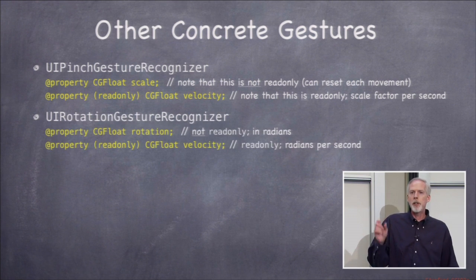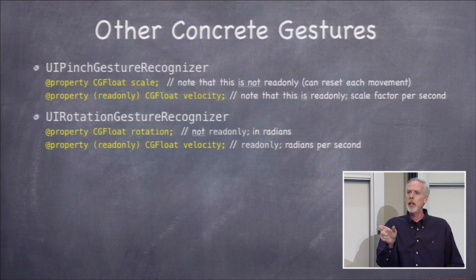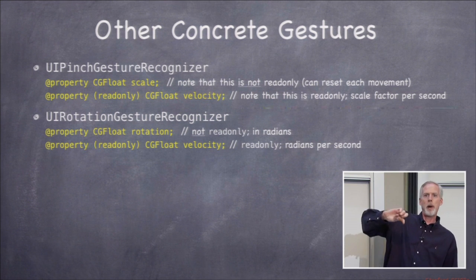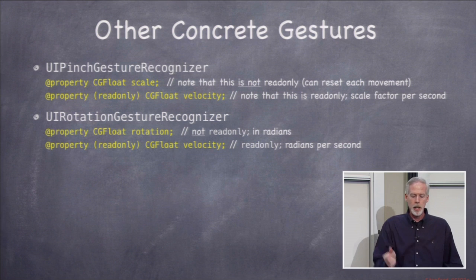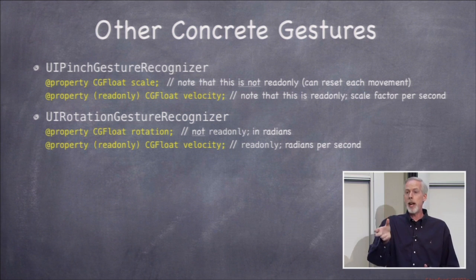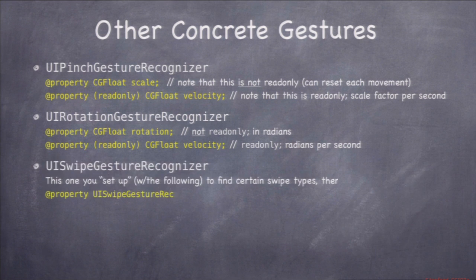Rotation gesture recognizer, also a 2-finger thing, like a pinch, except you turn your fingers. It's going to tell you the rotation in radians. Everyone know what radians are, right? 0 to 2 pi around a circle in radians. Look it up if you don't know it. And it's also telling you velocity in radians per second, how fast the person's rotating.